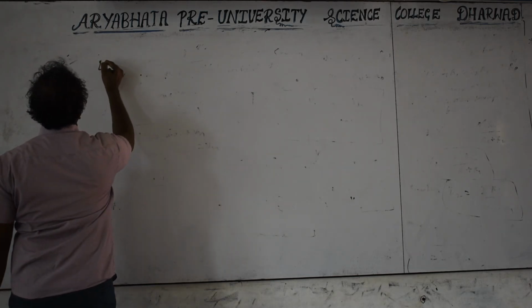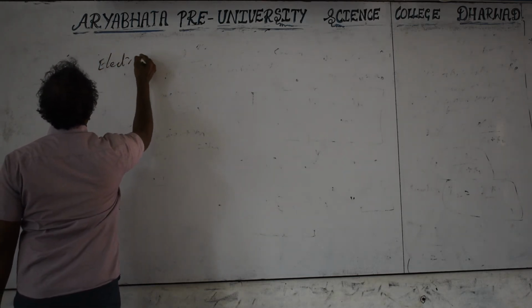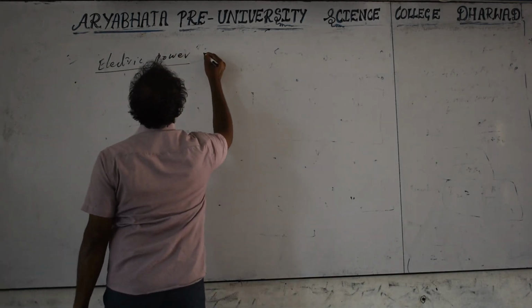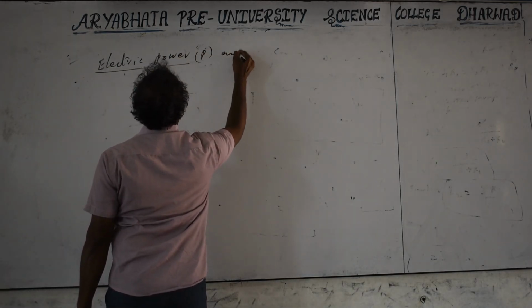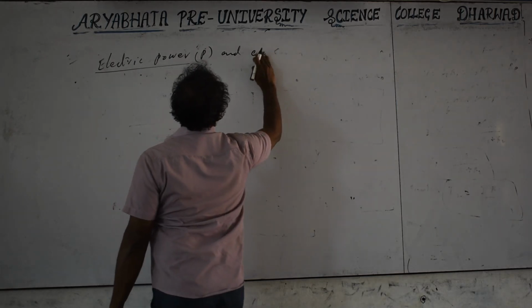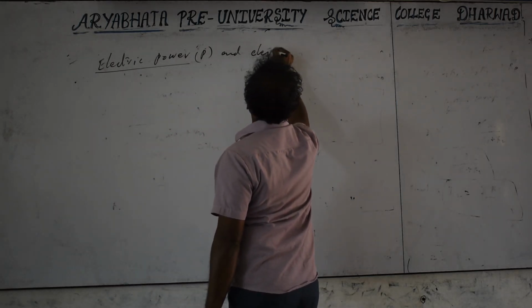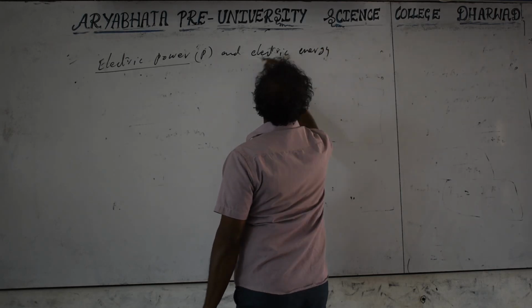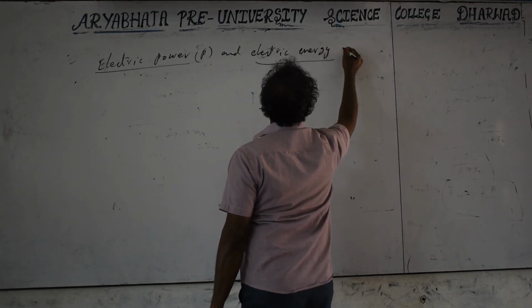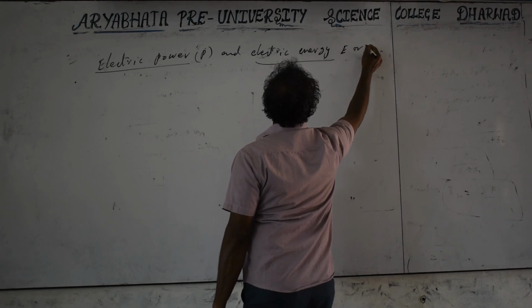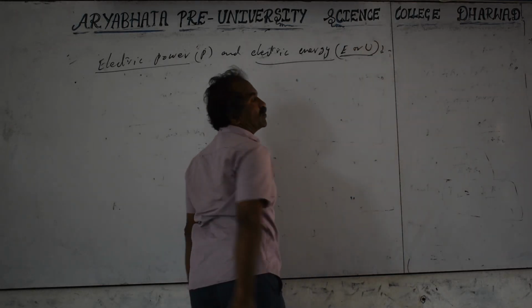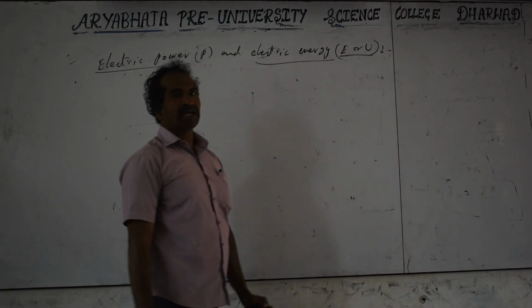Next is electric power and electrical energy. Electrical energy: the symbol is E, or U is used for electrical energy. Okay, capital U, not small u. Capital U is a symbol for electrical energy.